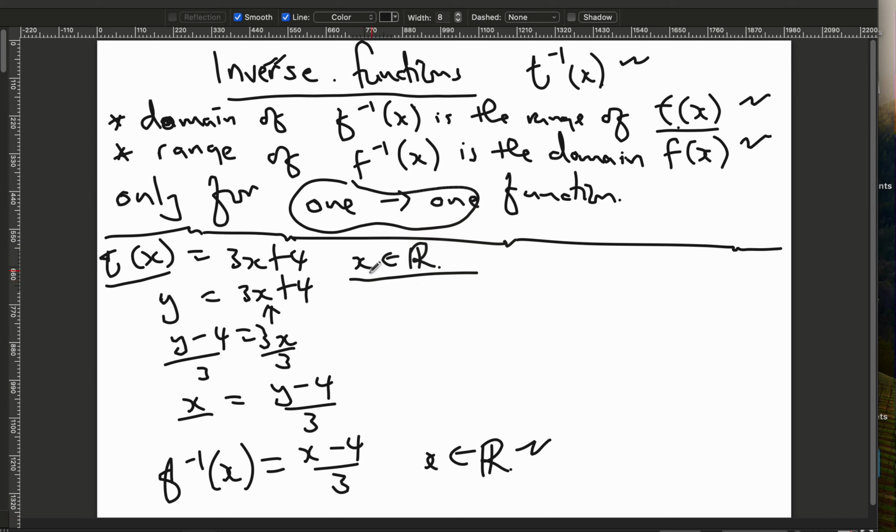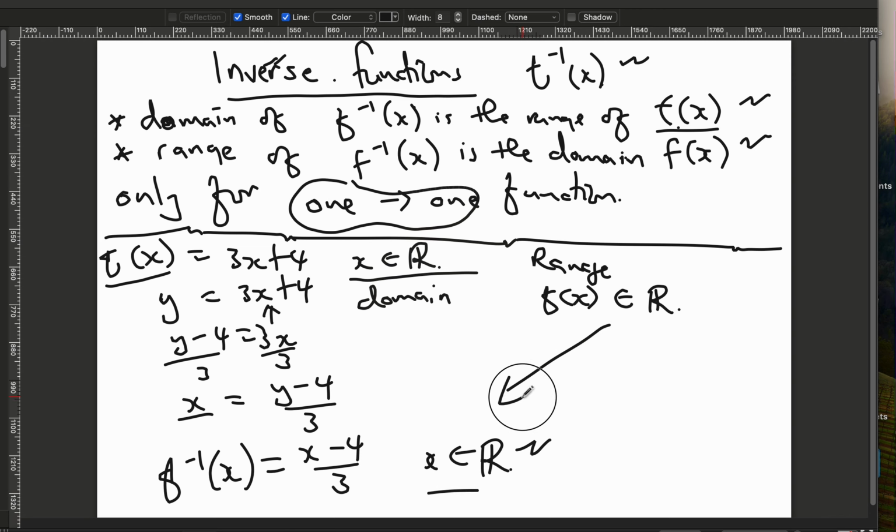The range for this was f of x, so this is the domain for the inverse. Its range now is going to be x, an element of what? Of real numbers. So here we're going to have the same thing again. f negative 1 of x, the inverse, is equal to x minus 4 divided by 3, where x is an element of real numbers, because these things are supposed to be the same. So the range for this inverse is supposed to be this now. Again, x being an element of what? Of real numbers.